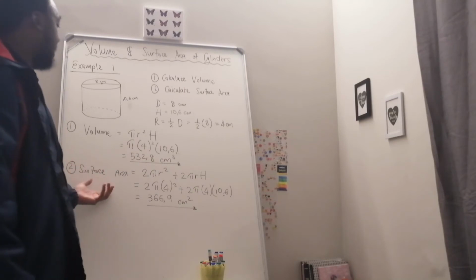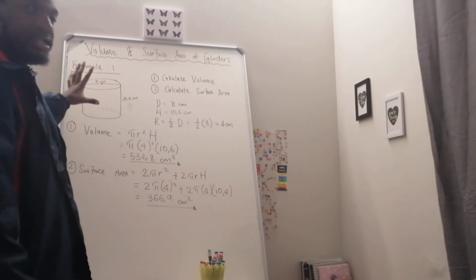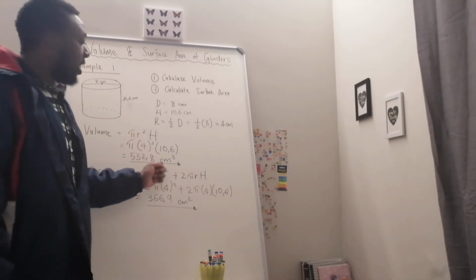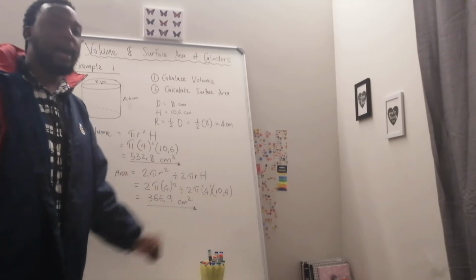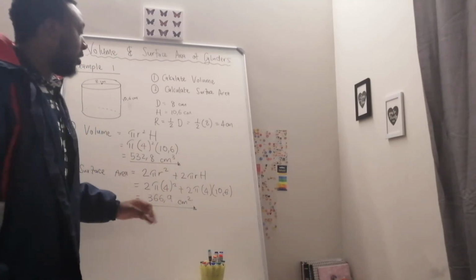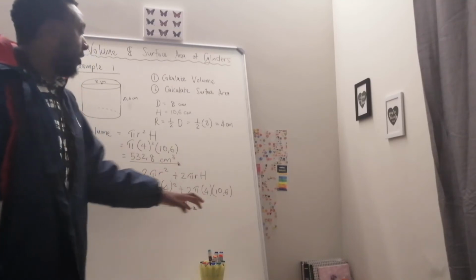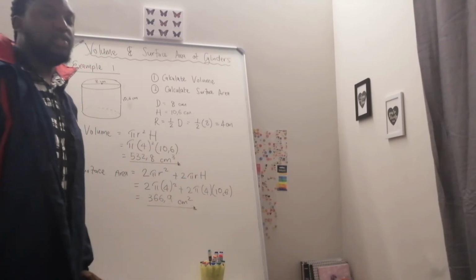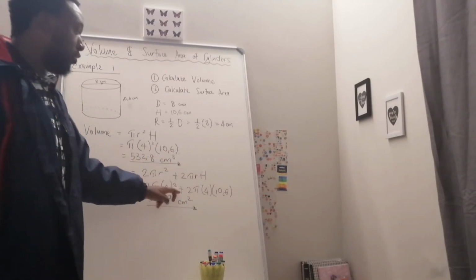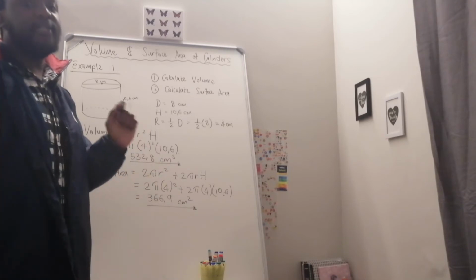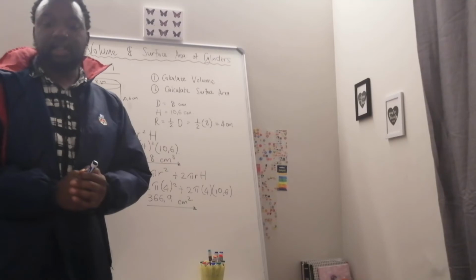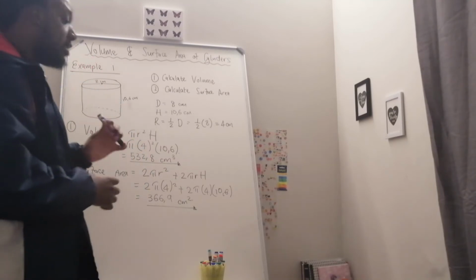Surface area, on the other hand, of a closed cylinder, this is a closed full cylinder, is 2 pi r squared plus 2 pi r h, right? Substitute 4 for my r, substitute 4 for my r, and then over there I substitute 10.6 for the h. Multiply that through and add, obviously, you get 366.9. So that is how you calculate volume and surface area of that cylinder.